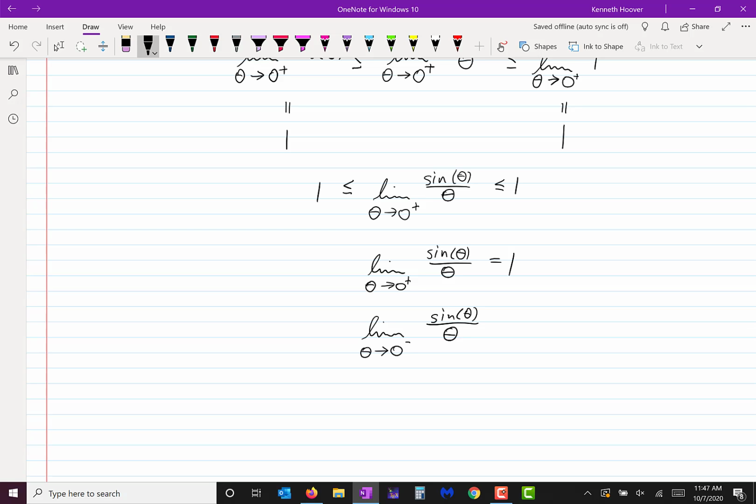So if positive numbers approaching 0 give us a limit of 1, then negative numbers approaching 0 will also give us a limit of 1. And since the limit as theta approaches 0 from both sides is 1, then that means the limit is 1.